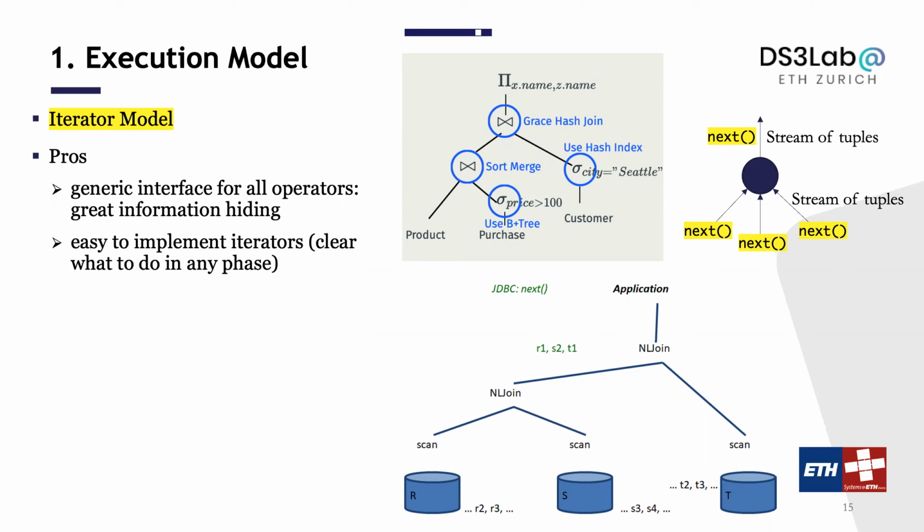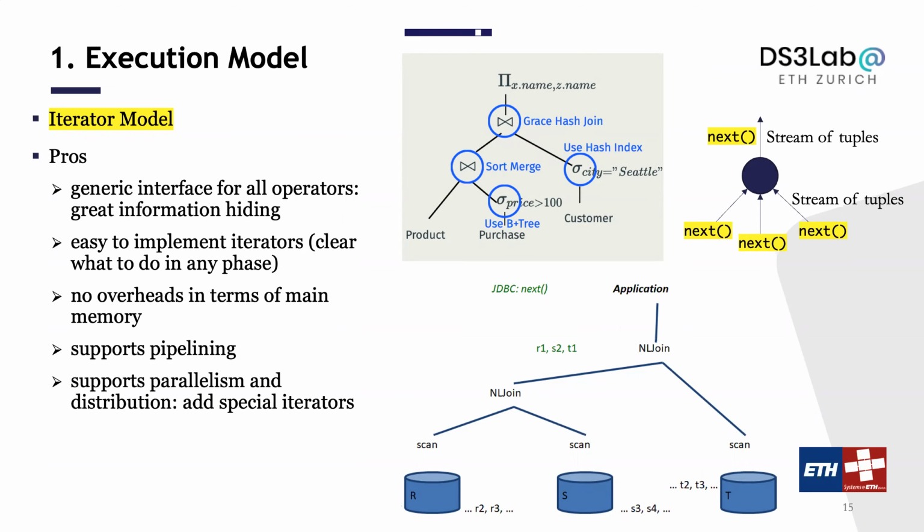And also it's very easy to implement. It's very clear what to do in any phase. It's relatively memory efficient because each operator does not need to store a huge amount of results such that it can return back to the parent. It only needs to calculate the one tuple and then it can return. So you can support some optimization techniques like pipelining, and it's very easy to support parallelization and distribution.